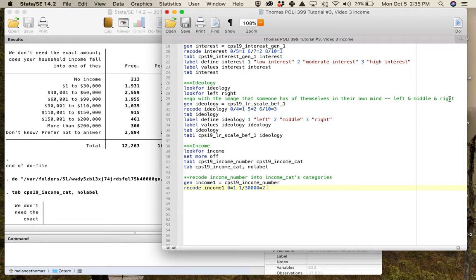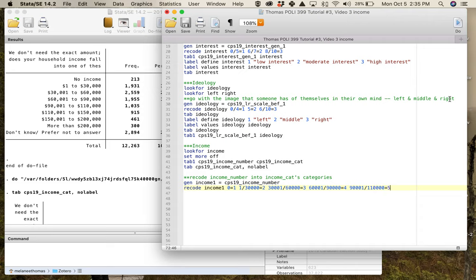That's my first category. Then it's $30,001 through to 60,000 equals my 3. 60,001 through 90,000 equals 4. Then I've got 90,001 through to 110,000 equals 5.